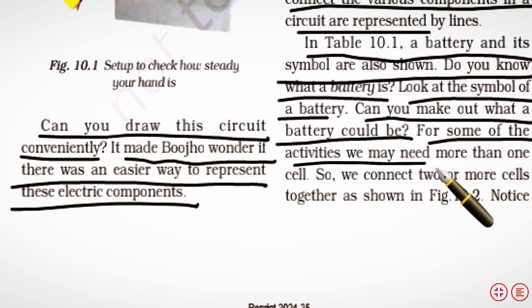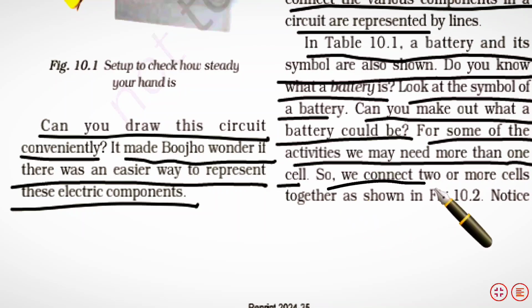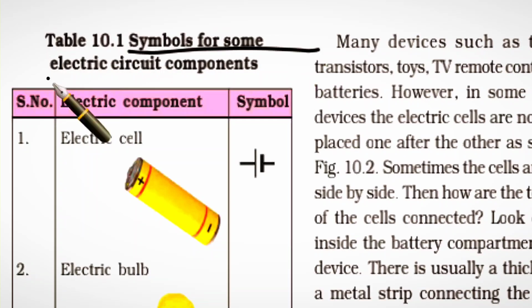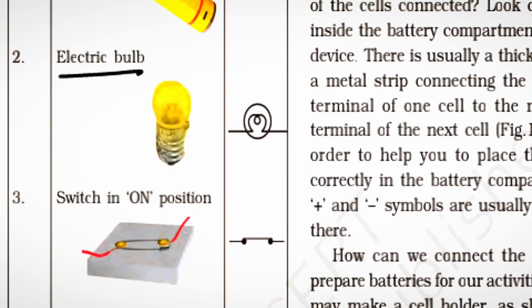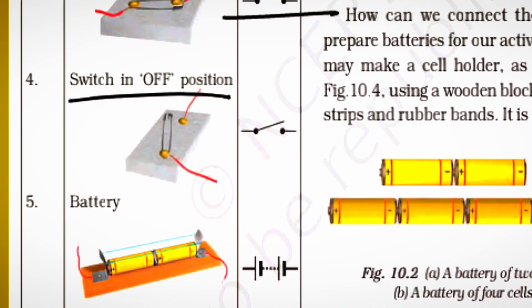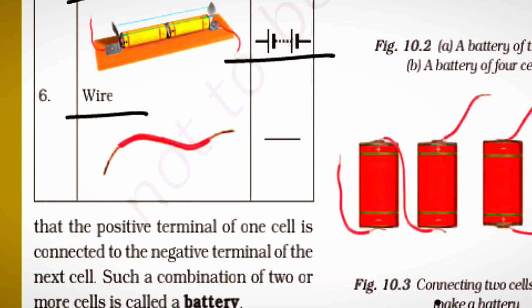For some of the activities, we may need more than one cell. So we connect two or more cells together as shown in Figure 10.2. Notice the symbols for some electric circuit components. Electric components and their symbols: the electric cell is represented by this, the electric bulb by this symbol, the switch in on position by this symbol, the switch in off position by this symbol, the battery by this, and the wire by this.